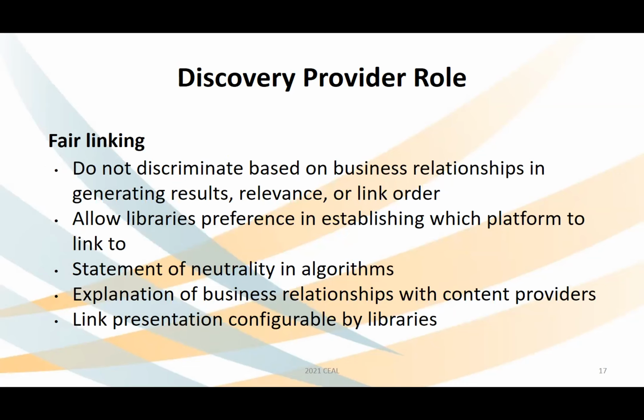So librarians are concerned about fair linking. Sometimes there are business relationships between the content providers and the discovery service providers, and these relationships should have no impact on the results, the relevance, or link order. For instance, there should be a statement of neutrality in the algorithms. And also libraries should be able to configure which links to present and in what order.